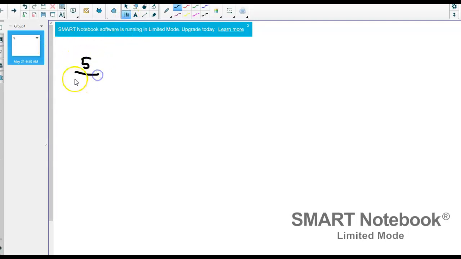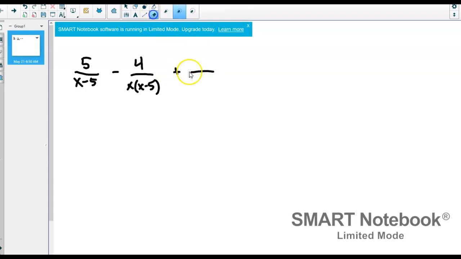I'm going to have 5 over x minus 5, and then I'm going to have minus 4 over, I'm going to factor this as well. It's x squared minus 5x, but that's just x times x minus 5. And then we have add 1. Jumping ahead, sorry about that. Add 1 here, and then this is greater than or equal to 0 here.